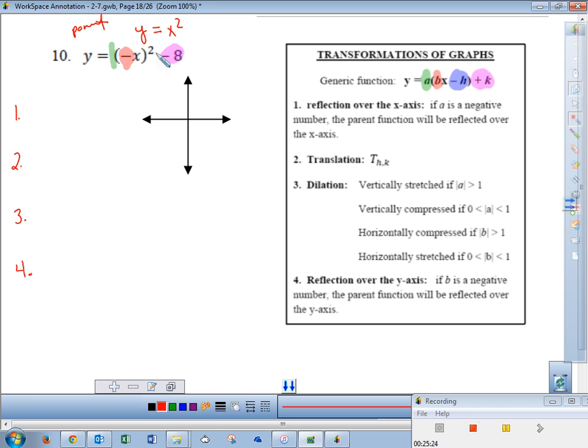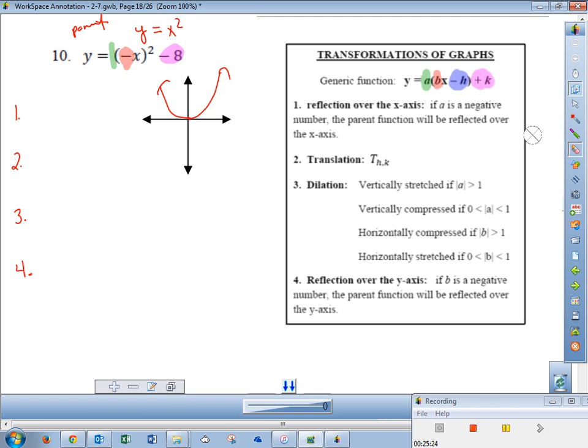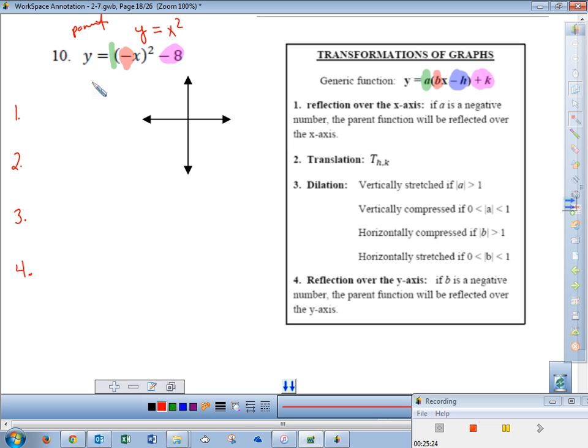Let's see if this thing, you normally know what it looks like. It's a parabola that opens up, the vertex is 0, 0. Let's see what it'll look like now. Did it get reflected over the x-axis? Yes or no? How do you know? Which color did you look at? Green, the A value, right? And you look to see if it was negative. It is not negative. So it did not get reflected over the x-axis.